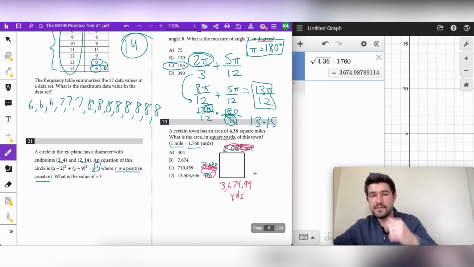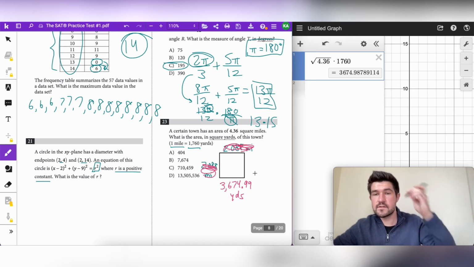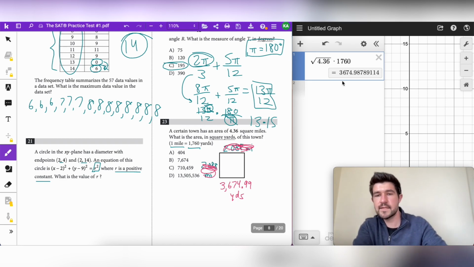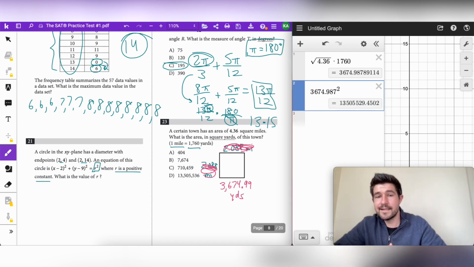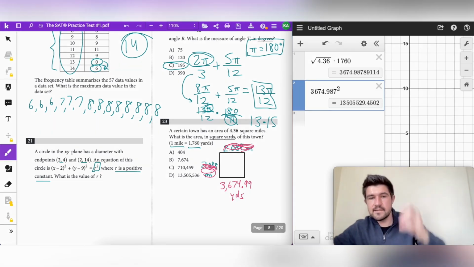Finally, we don't want this in yards. We want it in square yards. So we need to find the area of this square now that we've converted to yards. And so, of course, what we can do now is just take that number, 3674.987. I'll just go off of this one up here. And if we square it, because that's how you find the area of a square, you square the side length, we're going to get this really big number, but you can see that that matches up with what it says in D.